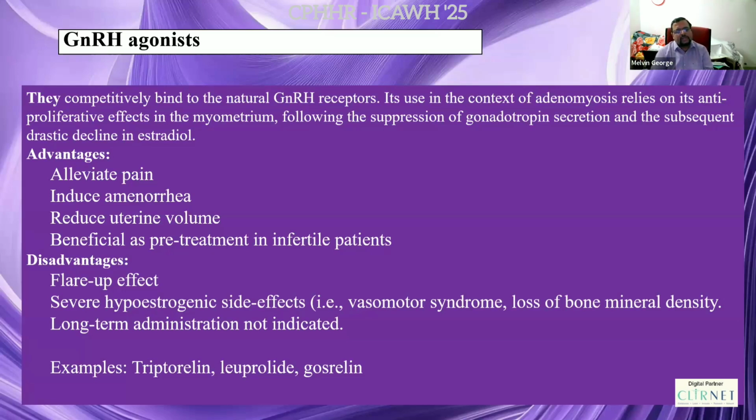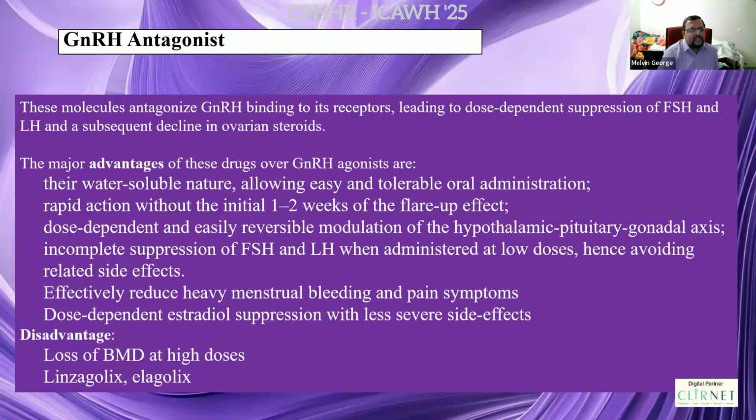So the drugs we have are triptorelin, leuprolide, goserelin. And then we have drugs like GnRH antagonists, which antagonize the binding of the GnRH to the GnRH receptors, and they cause dose-dependent suppression of FSH and LH. The major advantage is this is an oral drug, unlike the GnRH agonists, which are given by the parenteral route, and it has a rapid action within 1 to 2 weeks. You can see the effect, and it is also effective in reducing the heavy menstrual bleeding and the pain symptoms. A disadvantage is that loss of bone mineral density occurs at high doses, and the drugs available in this class are mainly linzagolix and elagolix.